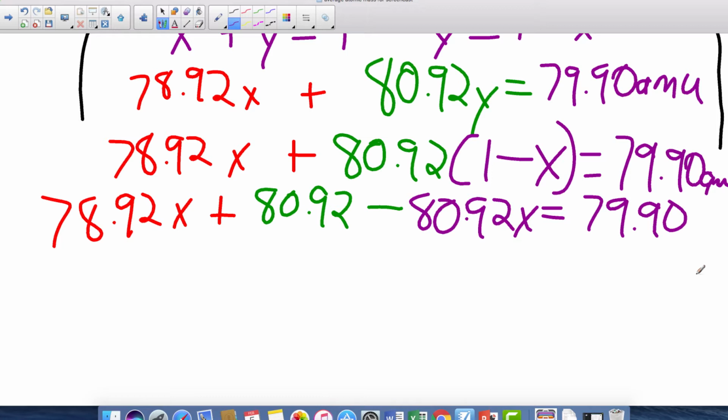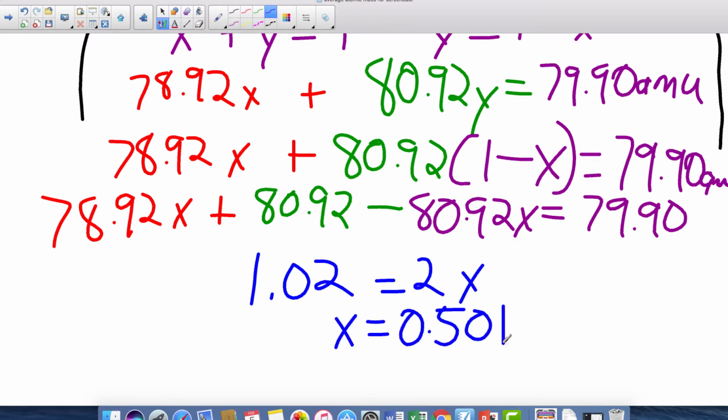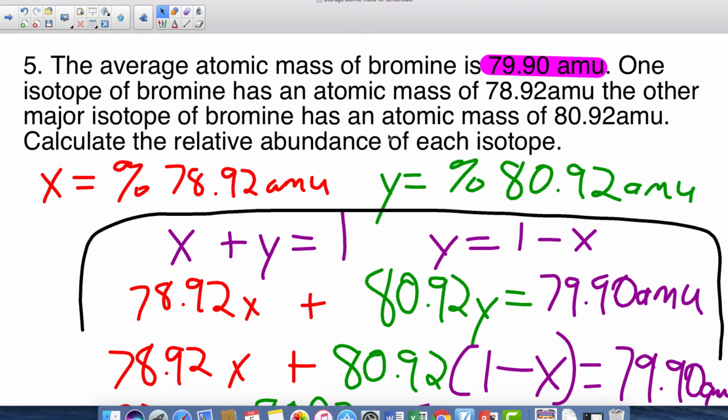If I simplify the whole equation, I get 1.02 is equal to 2x. Therefore, x is equal to 0.501, or 50.1%. Now we know that x is equal to 50.1%. Let's scroll back up and see what this means. X was 50.1%, which means y has to be the other part, 49.9%.